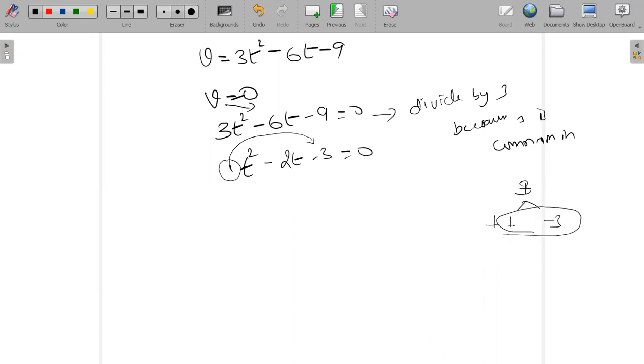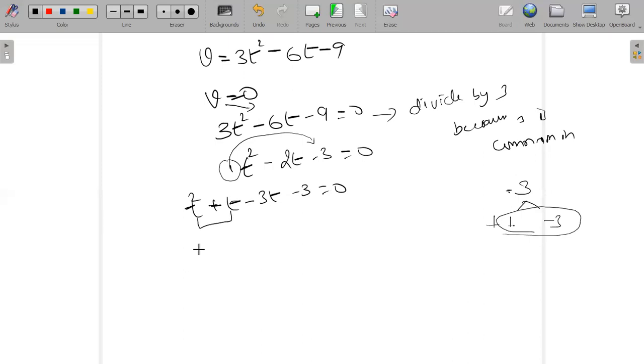Sir, here you are keeping plus 3. Check here. The sign here is minus. So write minus 3. Correct. Now add plus 1 minus 3, you will get minus 2. So the factors here are t square plus t minus 3t minus 3 is equal to 0.